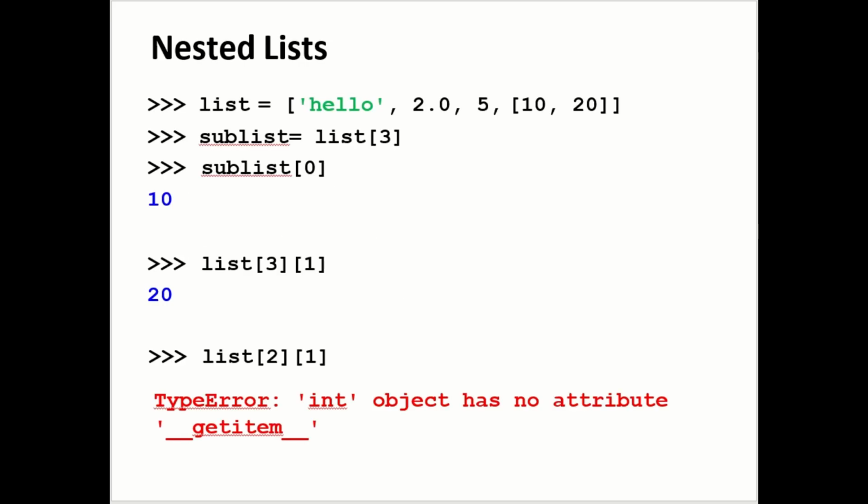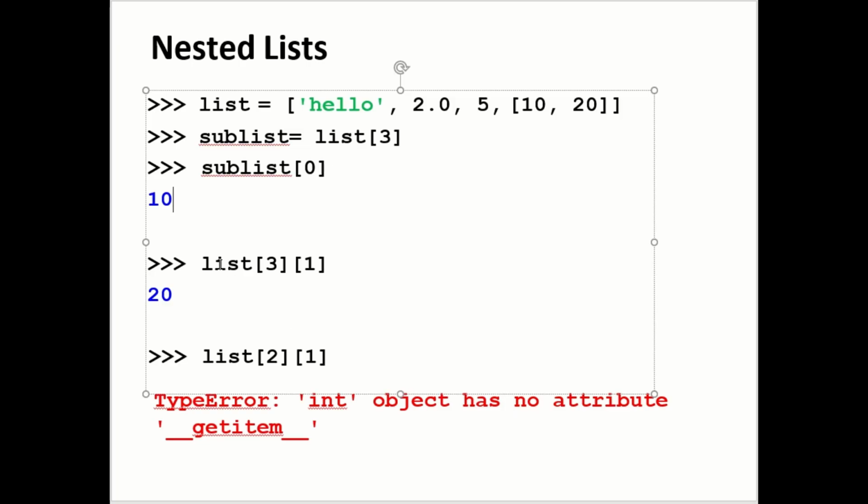A few slides ago, I showed you a nested list. Here the variable list is being assigned a 4-element list: a string, a floating point number, an integer, and a 2-element list as the 4th element. If you wanted to reference the 10, 20 two-element list, you could do so by creating a new variable called sublist and accessing the 3rd element. 0, 1, 2, number 3 element. That's why there's a 3 here.